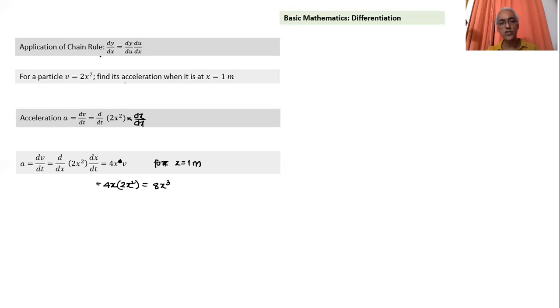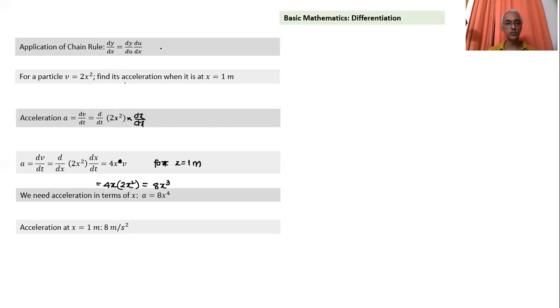So that's where the chain rule is used. The chain rule is used in two cases: to reduce any function to a known form by suitable substitution, and when you have to differentiate a function with respect to some variable which is different, as in this case. These are two typical applications of the chain rule.